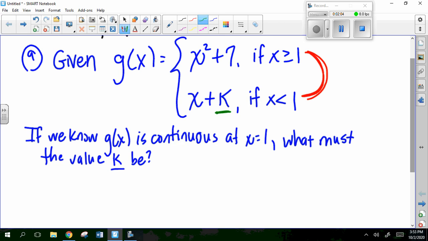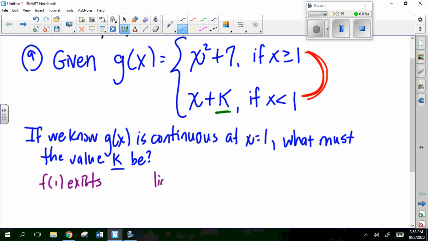All right, and so we have to remember the three conditions for something being continuous. First, f of c has to exist. That means every single point has to be allowed to be plugged into the function. And since this is a piecewise function that changes at 1, that's the piece that we'd be concerned about. So we need to make sure that g of 1 exists, okay?